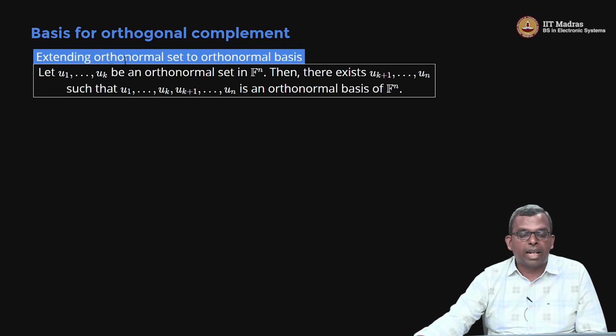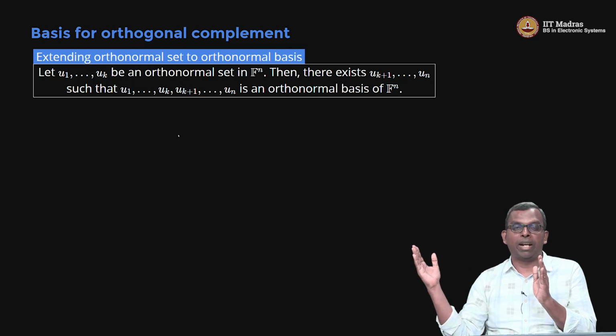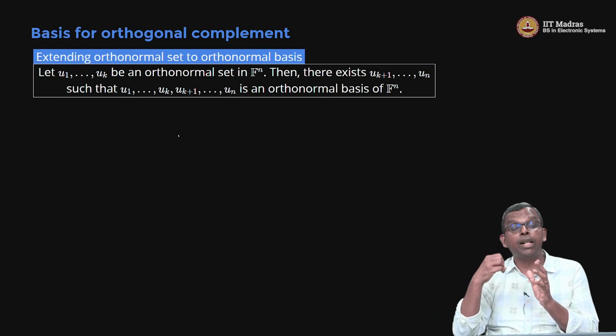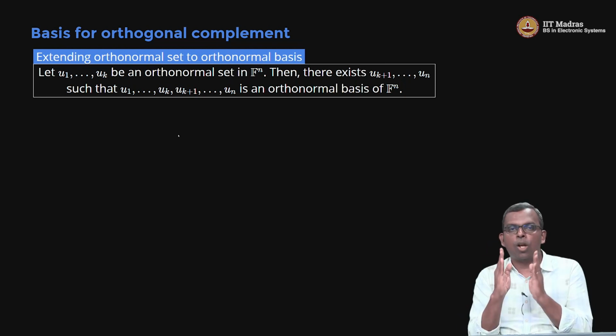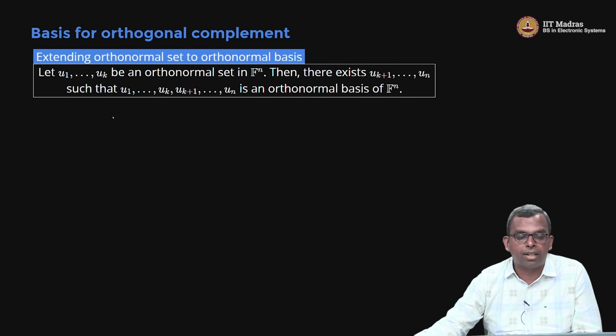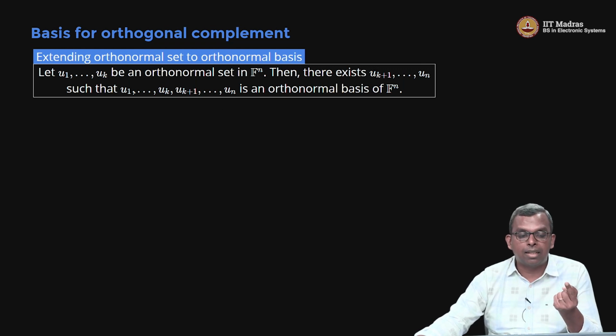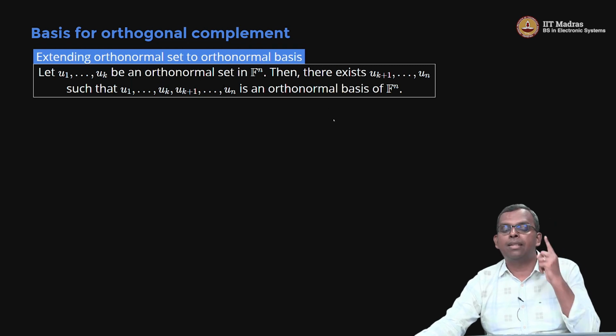The idea first is to extend an orthonormal set to an orthonormal basis. Okay, so here is the idea. If you remember before, we could extend a linearly independent set to a basis for the entire vector space, right? It turns out you can do that even for orthonormal sets. If you have an orthonormal set of vectors, you can extend it into an orthonormal basis for the entire vector space. So that is the fact that's stated here. If you have u1 to uk being an orthonormal set in Fn, then there exist u(k+1) to un such that the entire n-length set u1 to uk together with u(k+1) to un will be an orthonormal basis of Fn.